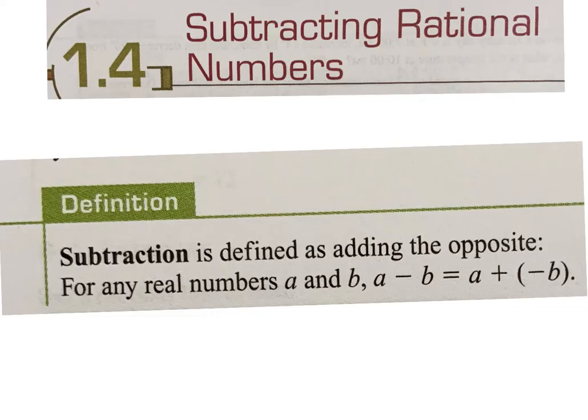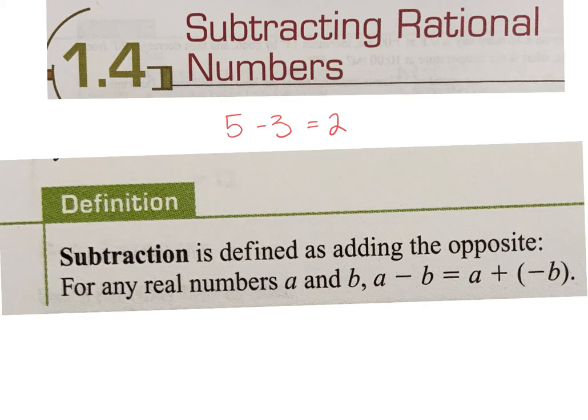So subtracting obviously is not commutative. We can't change the order. 5 minus 3 is not the same as 3 minus 5, right? But the definition of subtraction allows us to use our addition rules, because the definition of subtraction is adding the opposite, period. That's what it is. Subtraction is adding the opposite. If I said 5 minus 3, we all know that is 2, okay? That's very simple. 5 minus 3, that is 2.